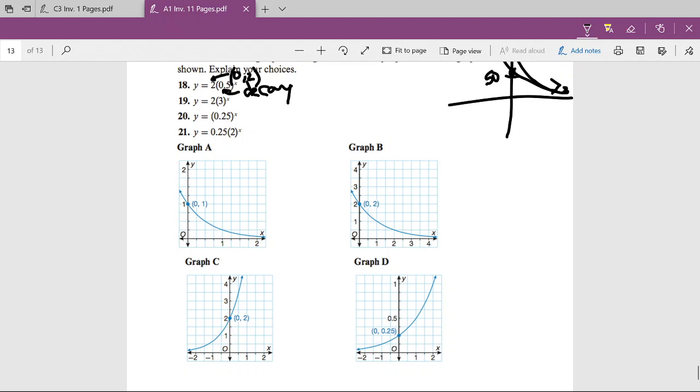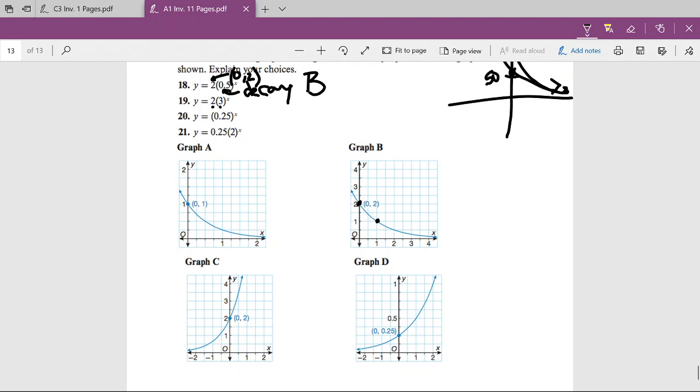Well, I can rule out A. B is a possibility, definitely a possibility. And if we look, it starts at 0.2, and after 1, it's half of that. Okay, 0.5 being our decay rate, I would say 18 is B. All right, looking at 19. It also starts at 0.2, but we have an exponential growth here since our B value is greater than 1.